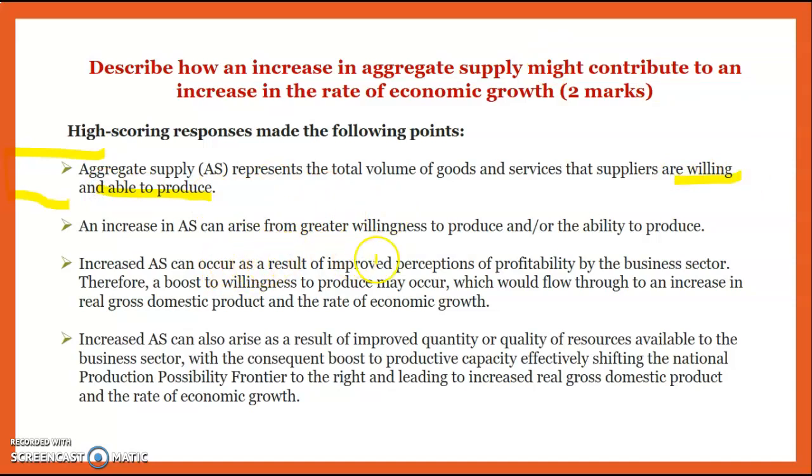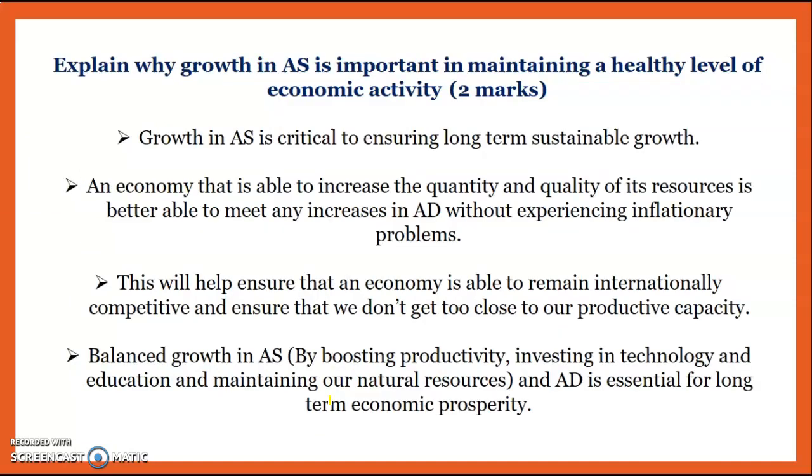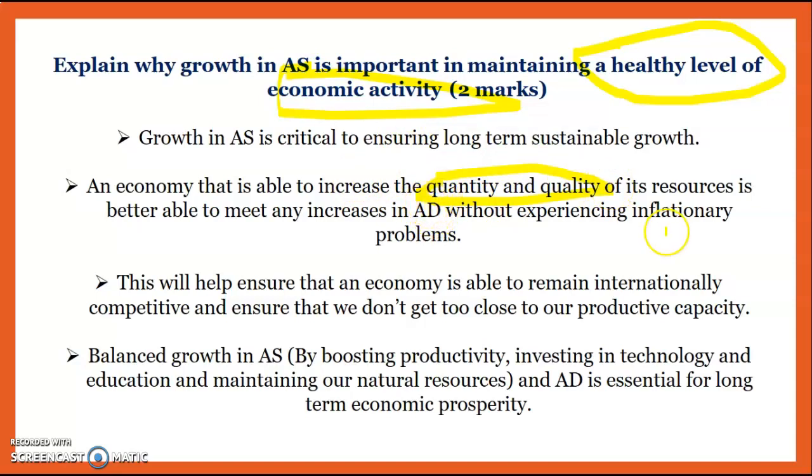Increased aggregate supply can occur as a result of improved profitability. Increased aggregate supply can result from improved quantity or quality of resources, which helps to boost our productive capacity and our ability to produce, which allows us to meet demand without any excessive inflation. Okay, so aggregate supply is really important for maintaining healthy economic activity. An economy needs to boost the quantity and quality of its resources so it can meet any increase in demand without experiencing inflation. We need to keep the two in balance. When demand increases, we need to boost supply as well.